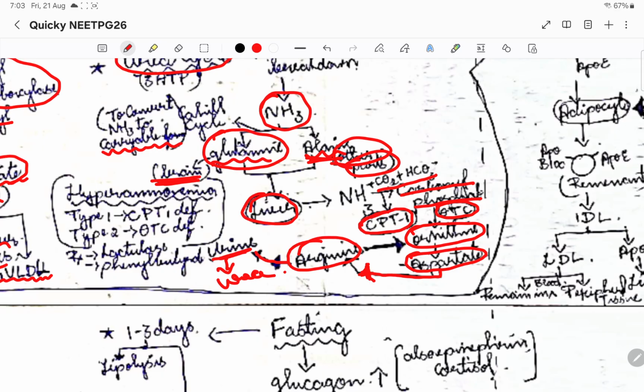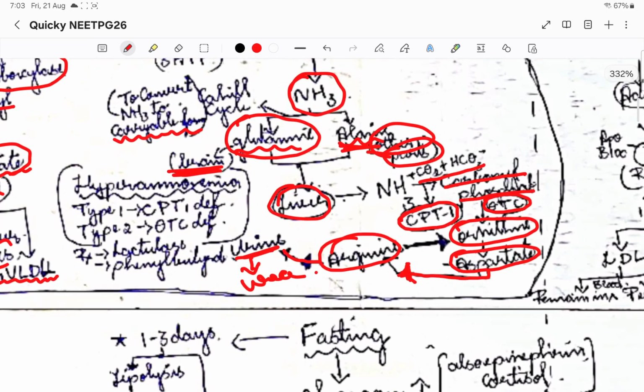Broken down, ammonia is dangerous, so it was converted to carryable forms of glutamine and alanine in the respective cells. It has come down to the liver. Here the detoxification is happening, the urea cycle basically. The urea cycle is nothing but ammonia combining with carbon dioxide and bicarbonate together with CPT1 and OTC. They'll go and form ornithine, and the urea cycle will take place. Finally arginine will form urea, and urea is excreted through urine. Okay, this is the entire urea cycle.